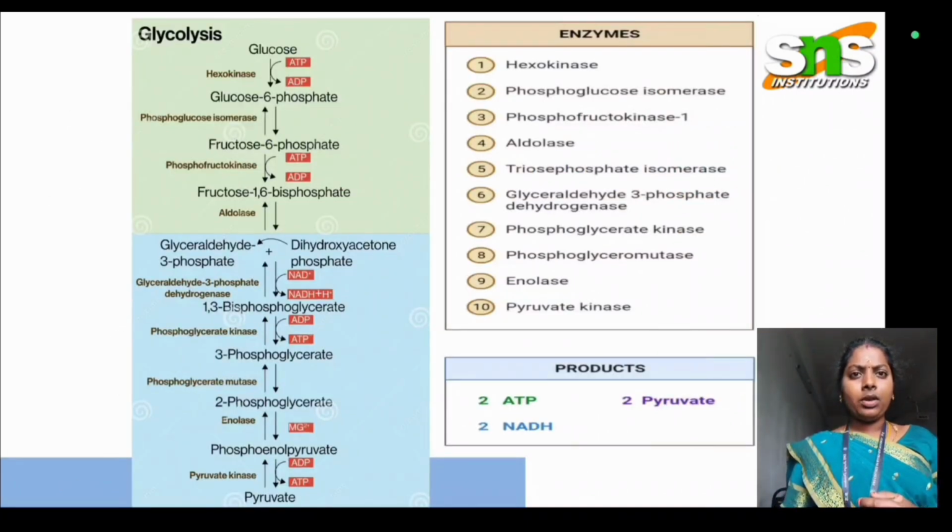And this is the glycolysis pathway. You could see glucose from the starting, glucose is converted into glucose 6-phosphate with the help of hexokinase enzyme, and moreover glucose 6-phosphate is converted into fructose 6-phosphate with the help of phosphoglucose isomerase, and fructose 6-phosphate is converted into fructose 1,6-bisphosphate with the help of enzyme phosphofructokinase, and fructose 1,6-bisphosphate undergoes cleavage.